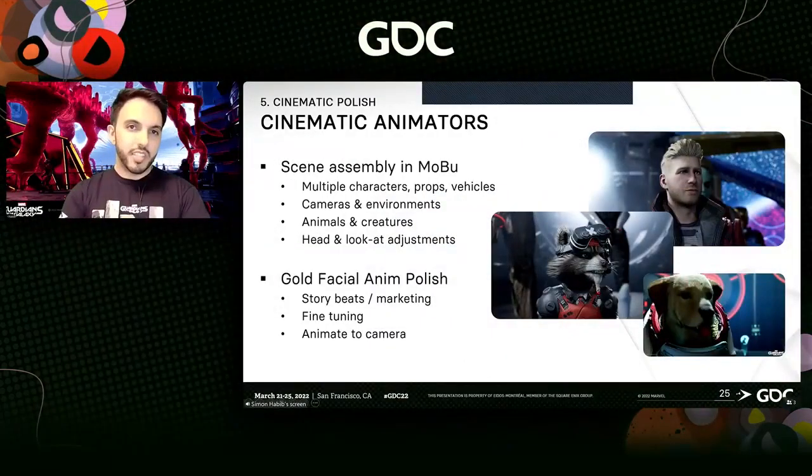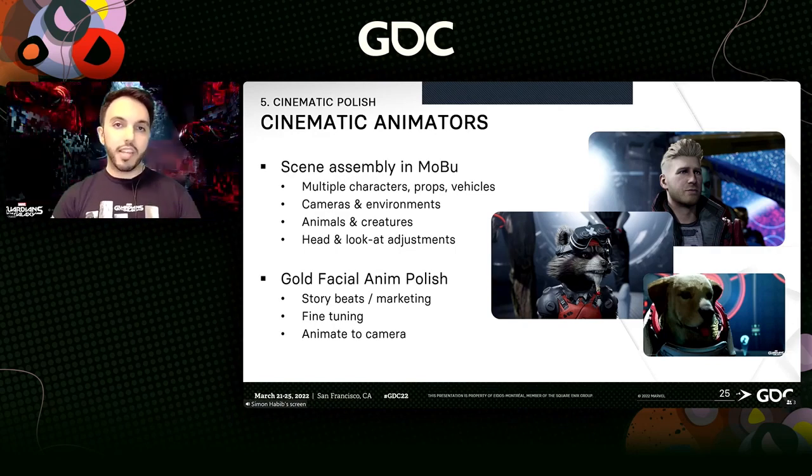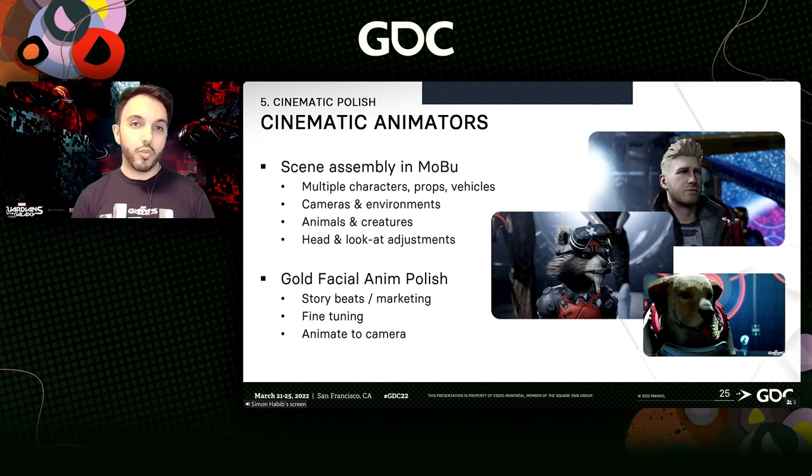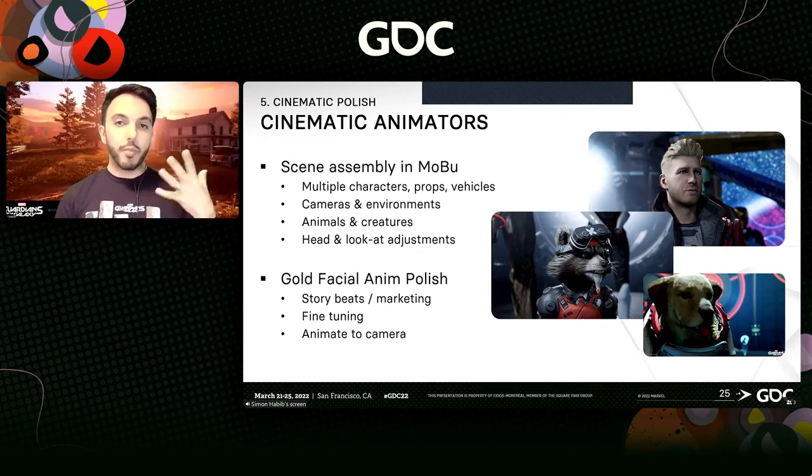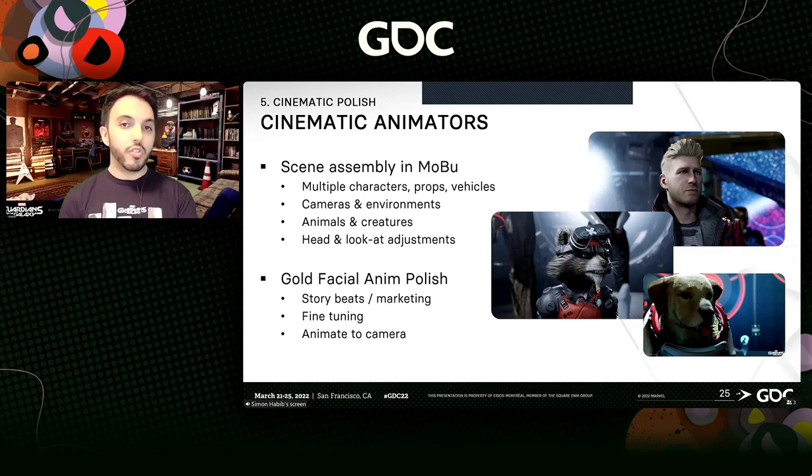After the motion artists have completed their work with the body mocap data as well as the silver facial animation, we would hand this off to the cinematic animators. Part of their job was to assemble all the scenes and bring the animations to final quality. That includes the many different characters, props, vehicles, cinematic cameras, and environments. They would also animate the hands for all of our characters, since that wasn't part of our performance capture. Aside from humanoid characters, they would also animate animals and creatures that didn't have mocap data or facial animation.